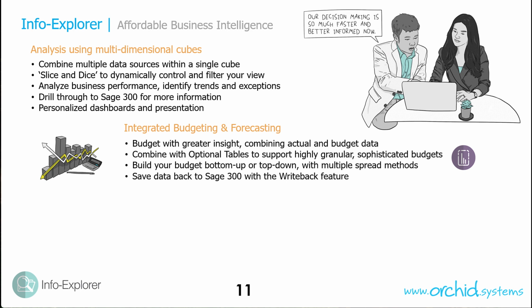And you can use Info Explorer with the Optional Tables module, which allows you to store data and therefore budget at a level lower than the general ledger. So you can do sub-ledger budgets, for example, customer budgets, item budgets, and you can even do combinations of sub-ledgers. For example, you may want a customer and item budget, or you may want to budget at a general ledger level and include the transactional optional fields.